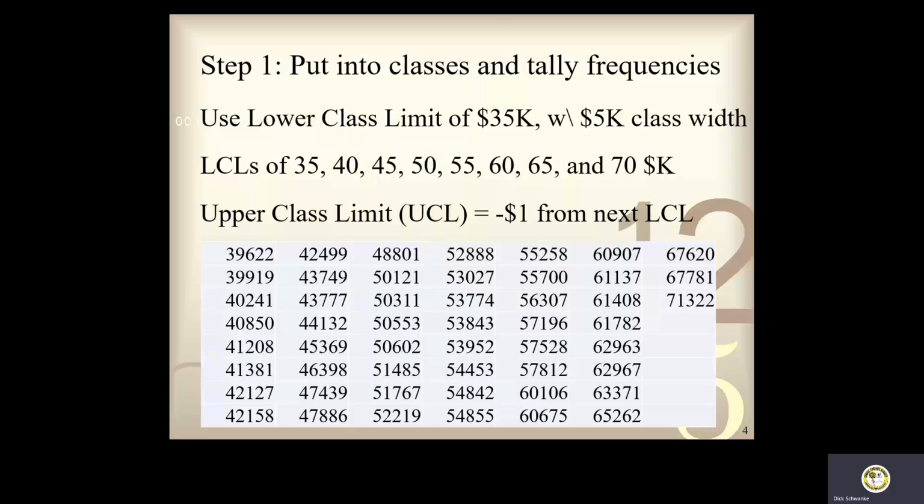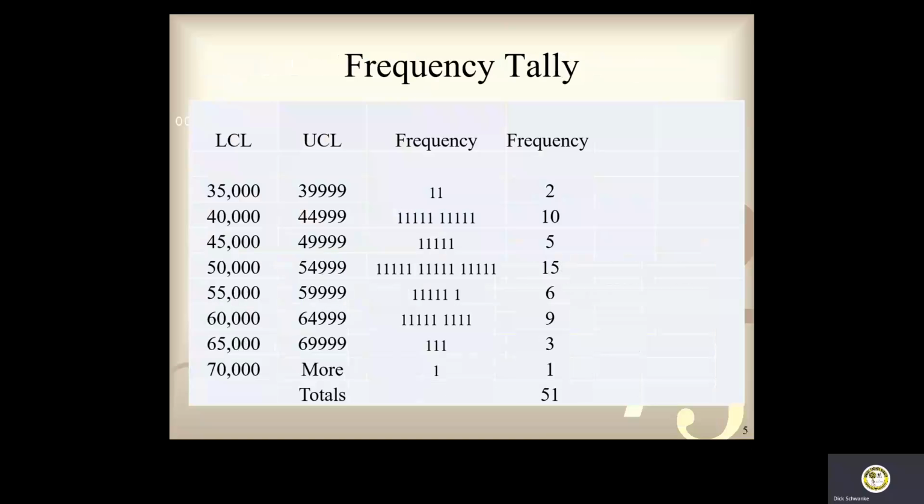So what we'll use as our upper class limit is $1 less than the next lower class limit. So the first class will be starting at $35,000 and go up to $1 less than $40,000. In other words, $39,999. Then the second class will start at $40,000 and go up to $44,999. So we've got our raw data here. Let's put them into classes.